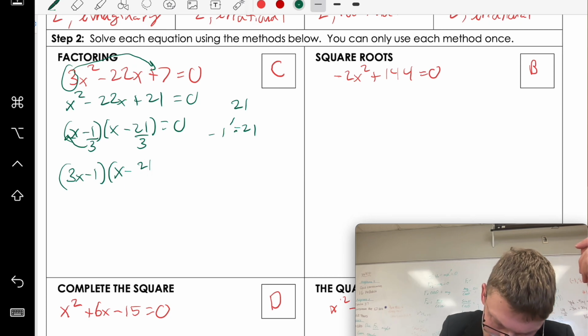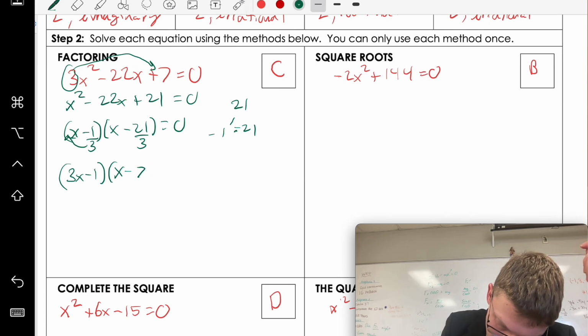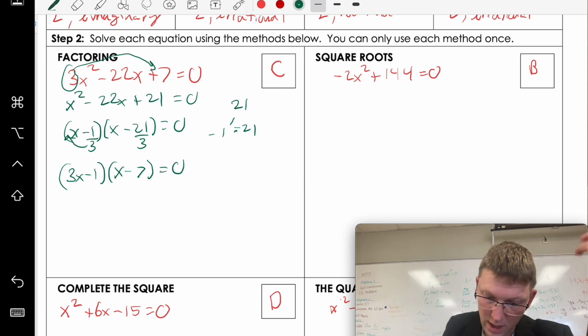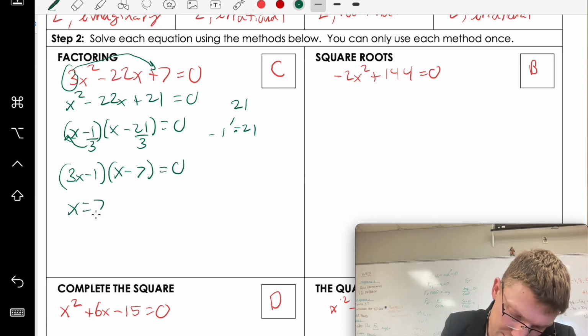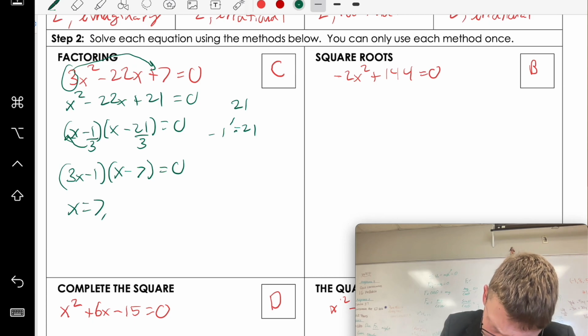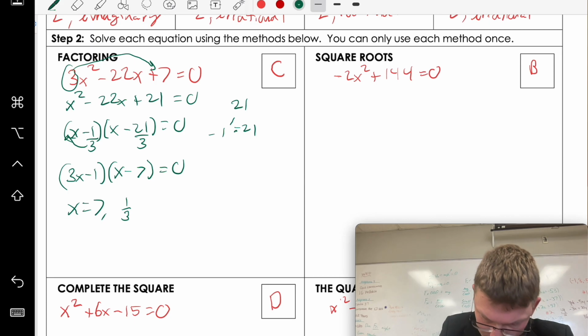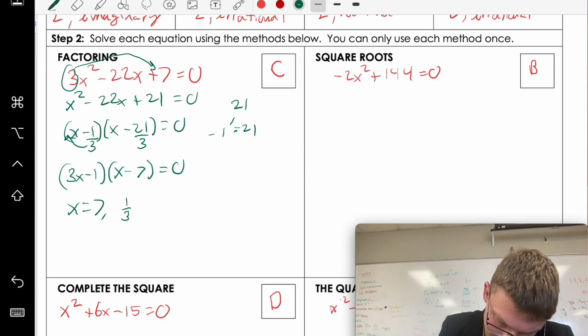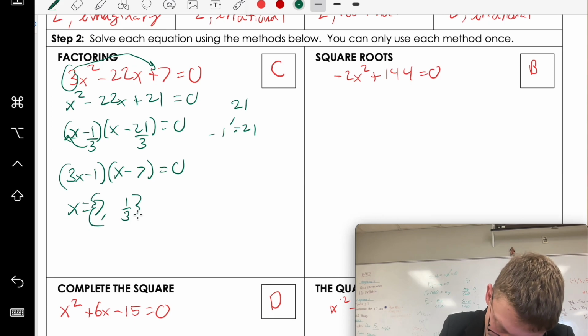Oh my gosh. X minus 7 equals 0. Okay, let's try this again. X equals 7 and 1/3, right? So yeah, we still got a fraction, but we don't have to do any math with it.